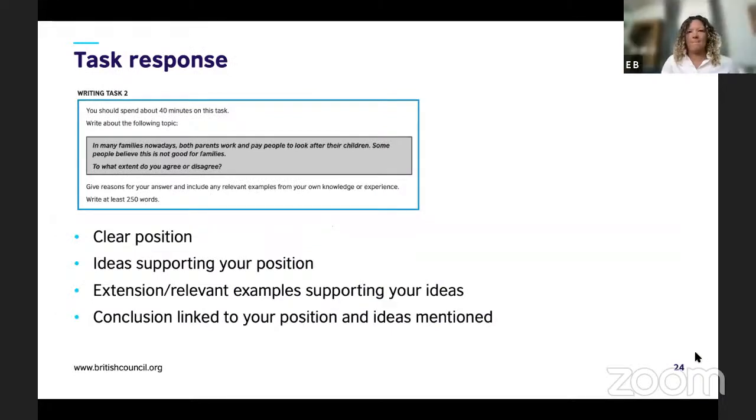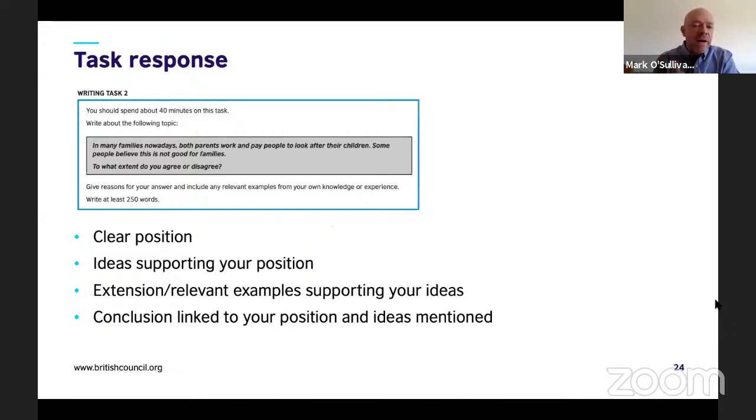Okay. All right. So for task response, when we look at this question, regardless of whatever question it is, we need to have a clear position. We need to be able to see what is somebody saying. Do we understand what their opinion is? We don't care what their opinion is. We don't care if they completely disagree or agree. We don't care if they don't have any strong ideas. We just need to see that being expressed.